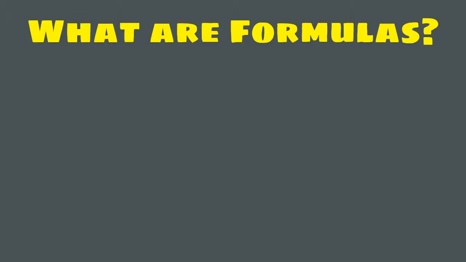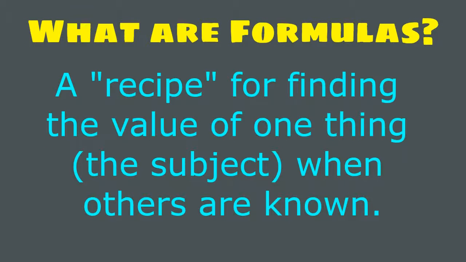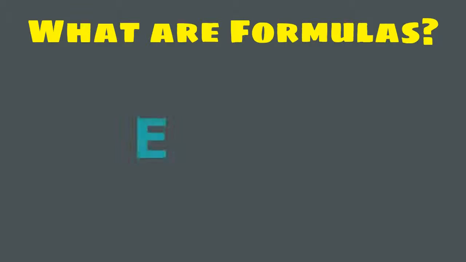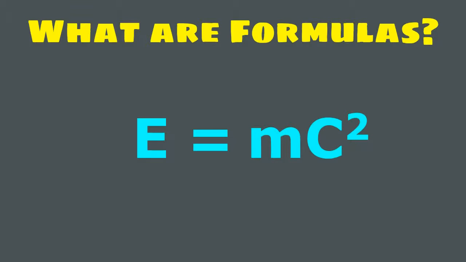In mathematics, a formula is basically a recipe for finding the value of one thing, also called the subject, when others are known. A formula usually has a single subject and an equal sign, together with an expression written in symbols, that indicates how to find the subject. The recipe that makes up a formula can be simple or complicated. However, formulas usually have three basic parts.